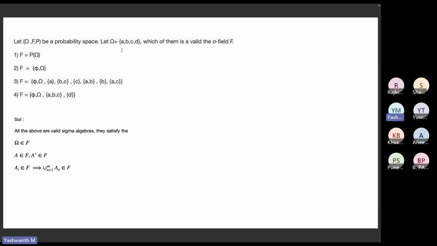So by default, the power set is a sigma algebra. And phi is nothing but the empty set. {phi, Omega} is a trivial sigma algebra. And even the third is a sigma algebra and the fourth is a sigma algebra. To verify that, you have to see these three properties hold: Omega belongs to F, and for any A belonging to F, A complement should also belong to F. If A_i belongs to F, the union of the A_i should also belong to F. So basically, these are closed under complements and countable unions.